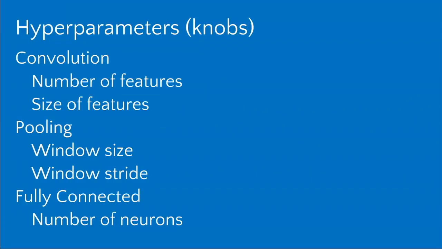On top of that, there are other things that we can use optimization for. There's a bunch of decisions here that we haven't addressed yet. How do we know how many features to put in each convolutional layer? How do we know how big those should be? How many pixels on a side? How do we choose the size and stride of our pooling windows? In our fully connected layers, how many layers do we have and how many hidden neurons do we put in each? Each of these decisions is called a hyperparameter.